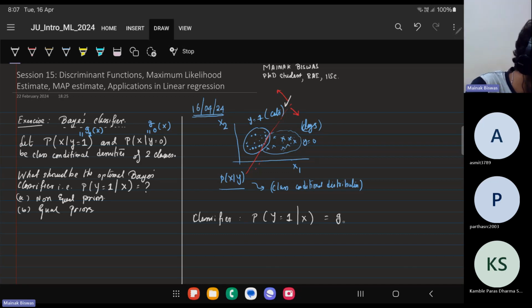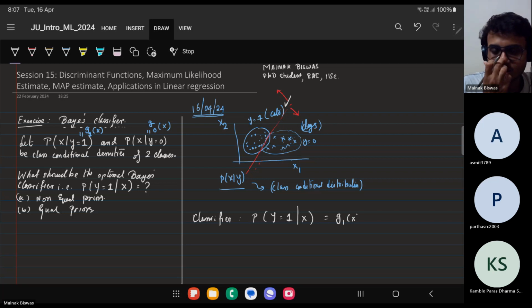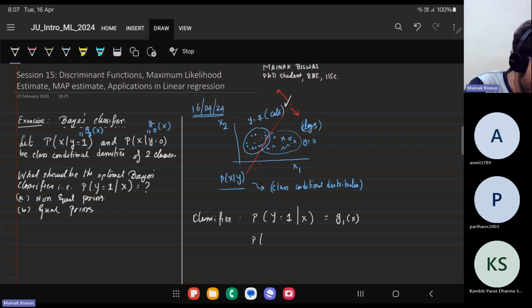So let us define this as g1 of x. I do not know what y given x is, right? That's what we have to find. If I can find out y equal to 1 given x, can you tell me what is y equal to 0 given x? That is the probability of dogs given the feature, when the probability of cats given the feature is known.